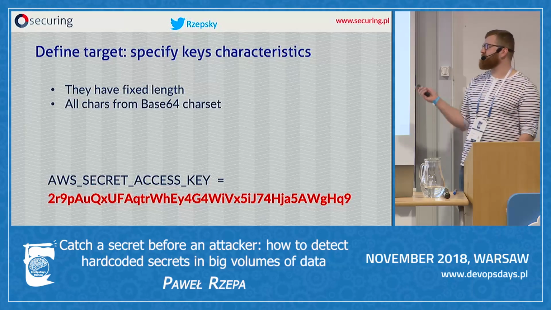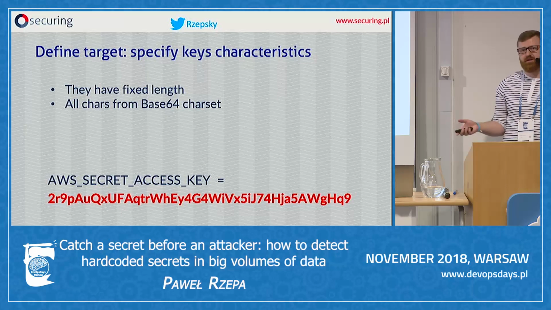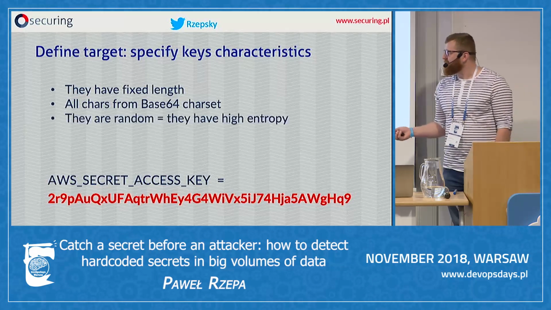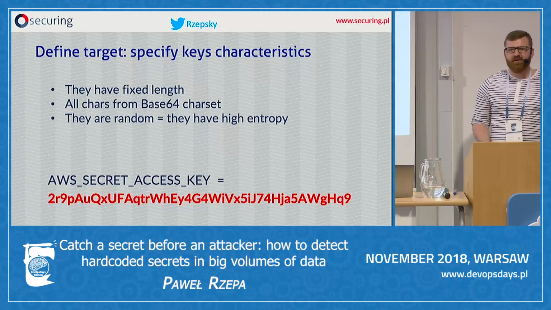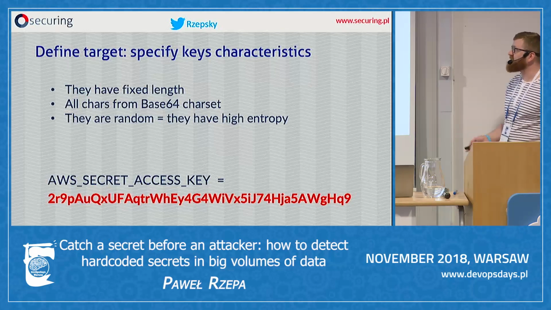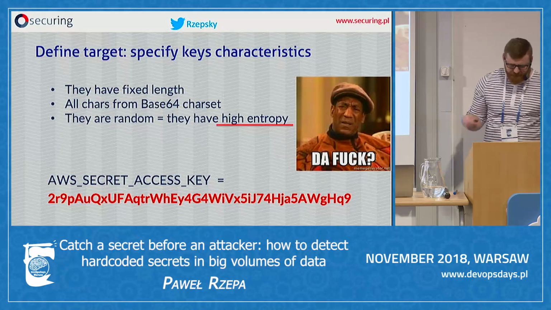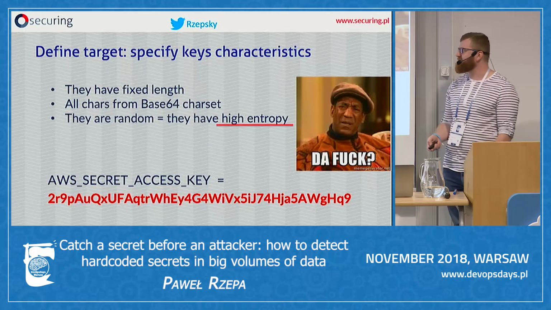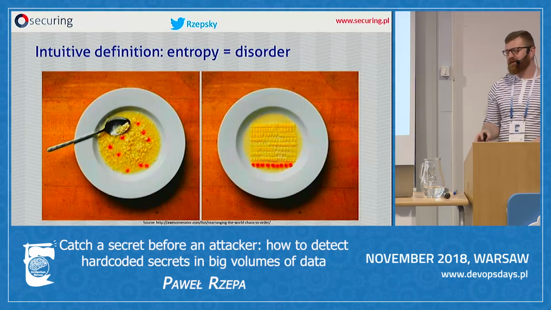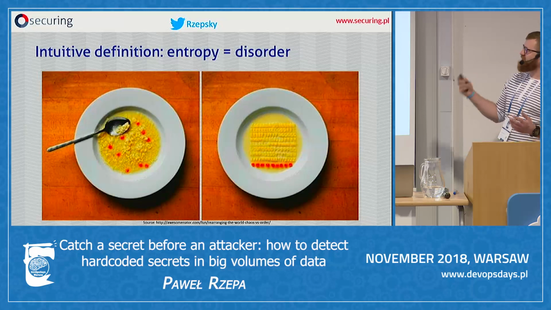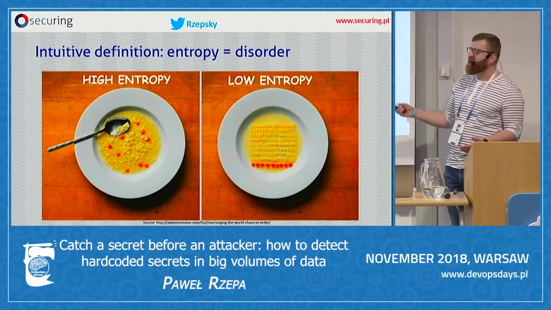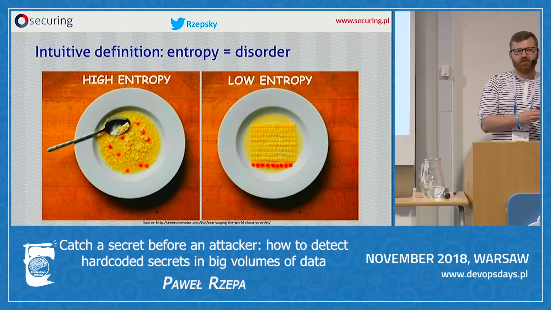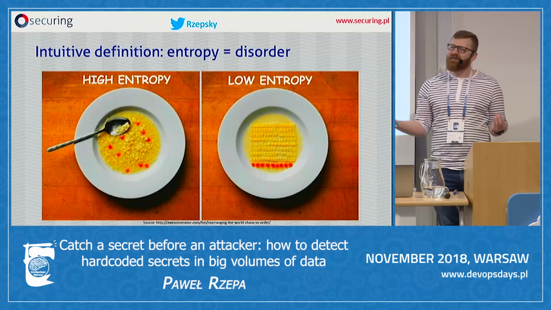Characters, yeah. They are from the base 64 char set. Actually, not all the characters from the base 64, but most of them. And definitely, they are random, which means they have high entropy. Now, to give you the idea what entropy is, without going deep into the mathematical definitions, the very intuitive definition is that something with lower entropy is much more ordered than something with higher entropy.